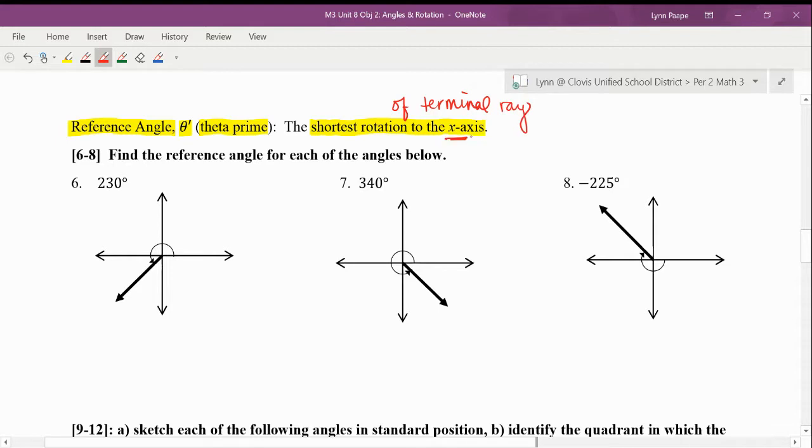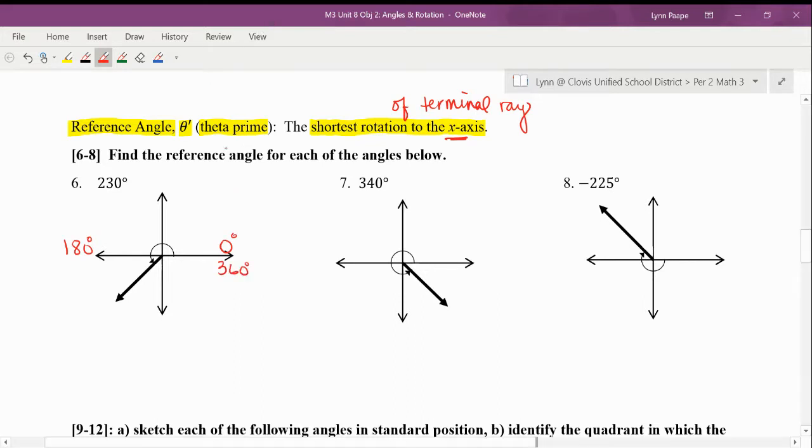To get to the x-axis. So whatever you need to do to get to the x-axis. Okay. All right. So since we're talking about getting to the x-axis, I'm going to call that 0 degrees. This will be 180 degrees. And then 360, of course.